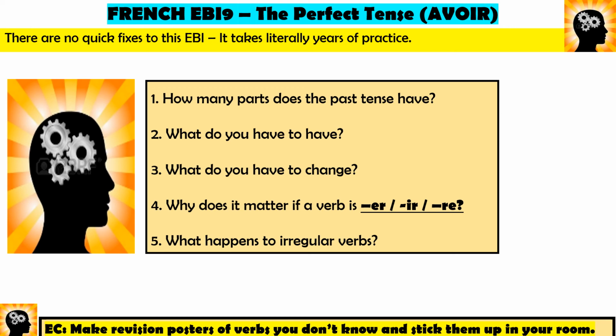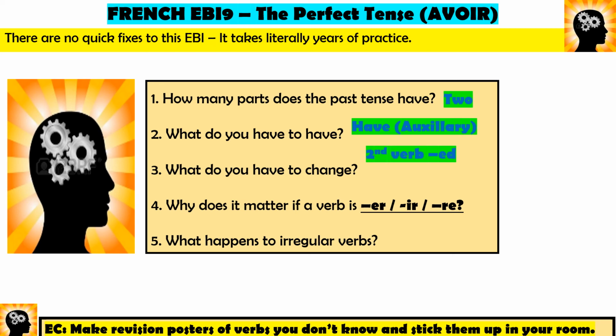Alors mes petits, let's blitz our answers then. How many parts is the past tense? Unlike English, the past tense in French has 2 parts. You have to have the have, people. You can never say I did, I played, I watched. You always say I have done, I have played, I have watched. We have to have the have, and then we change the second verb to stop you saying I played, I watched. We need to say I have played, I have watched. How do we change it?